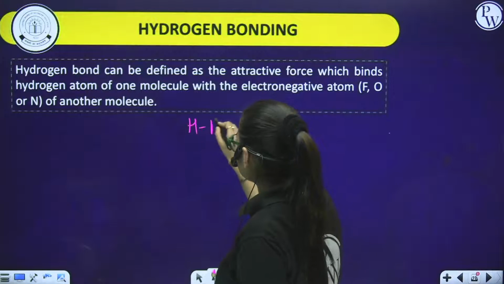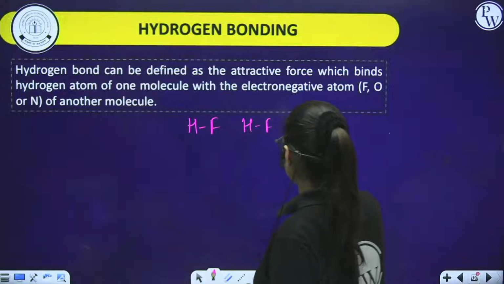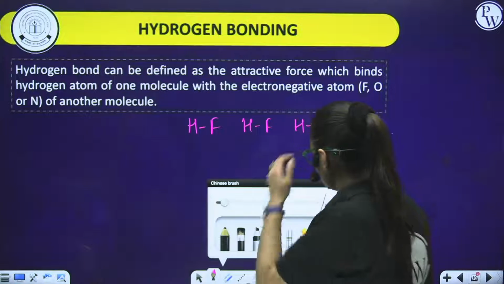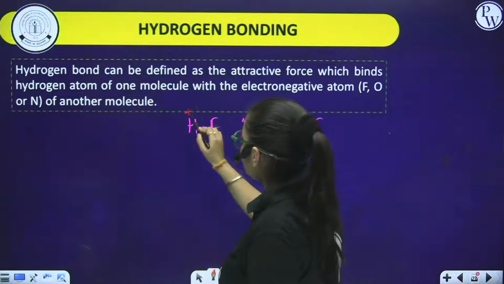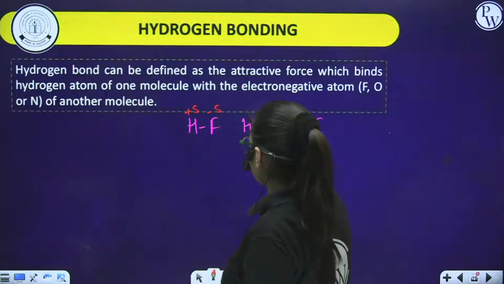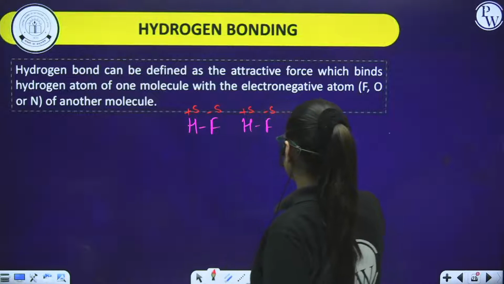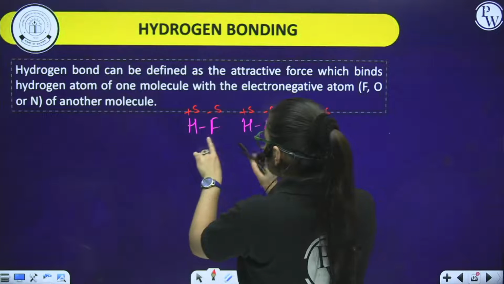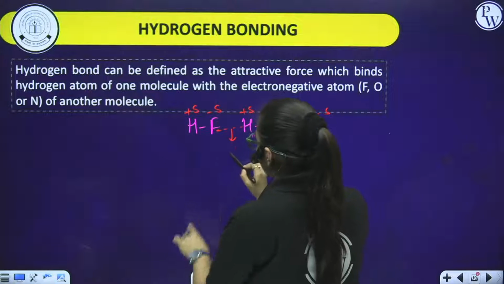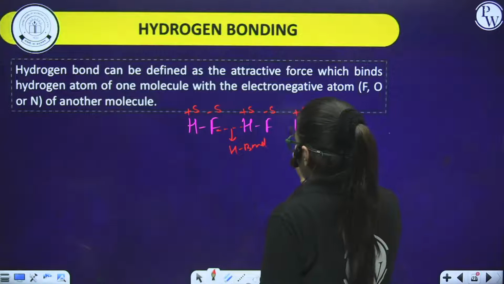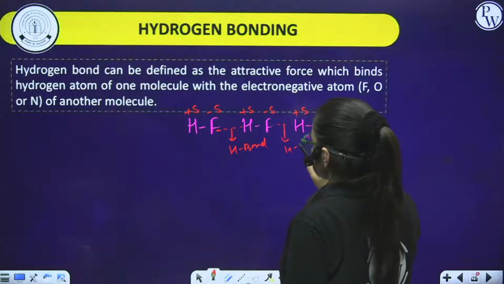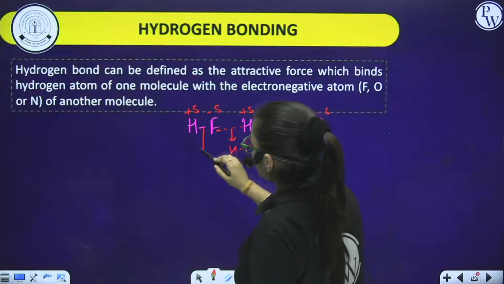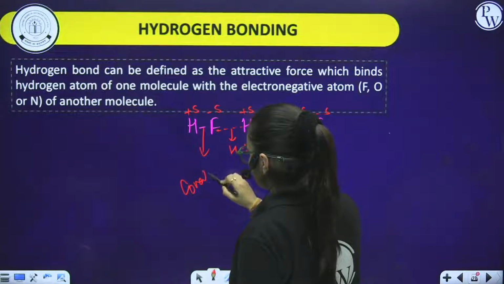Few examples over here, for example, we have HF, HF, HF over here. Now see, hydrogen basically carries partial positive, fluorine partial negative, partial positive, partial negative. So basically hydrogen of this molecule is creating a bond with the fluorine. This is hydrogen bonding. The dotted one is hydrogen bonding. The solid lines are covalent bonds.